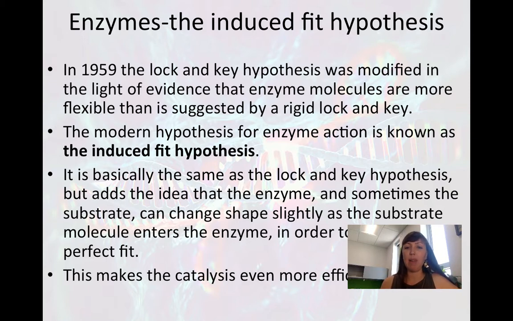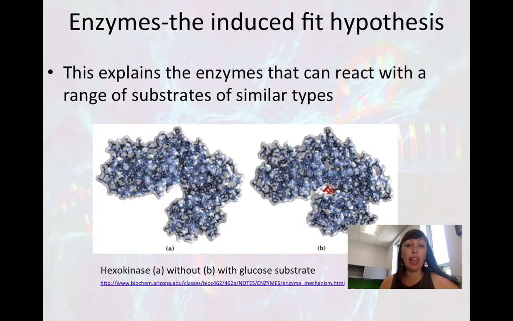Basically, it's the same as the lock and key hypothesis, but it adds the idea that the enzyme, and sometimes the substrate, can change shape slightly as the substrate molecule enters the enzyme in order to ensure a perfect fit. So this makes the catalase even more efficient. And this explains the enzymes that can react with a range of substrates of similar types.